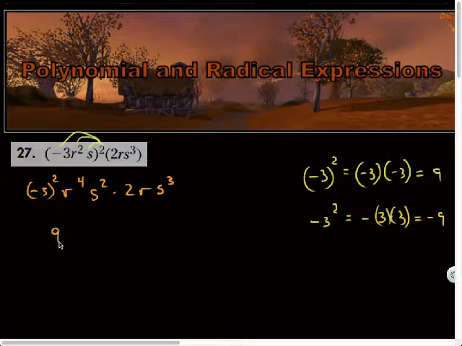So that's 9. Let's see. R to the 4th times R to the 1st. What do I do with those guys? Add them. And let's see. S. Oh, I forgot the 2 here. Oh, that's fine. S to the 2 times S to the 3rd. Add them. And multiply by 2. And I get 18 R to the 5th S to the 5th.